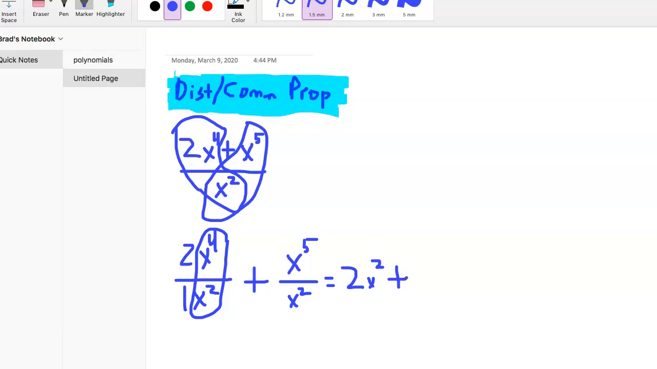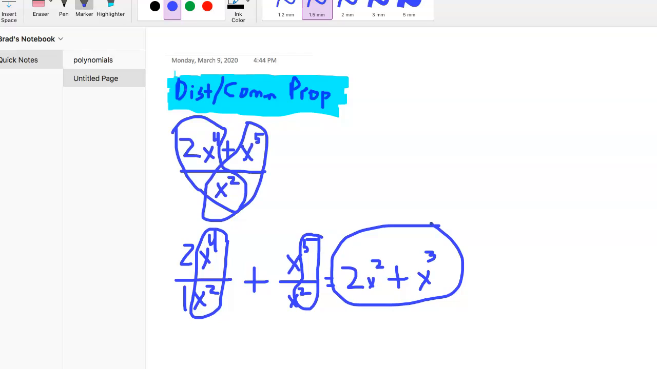And the same thing here: x to the fifth divided by x squared. We take these exponents and subtract them. X to the third. And that's all there is to it. That'll be our final answer.